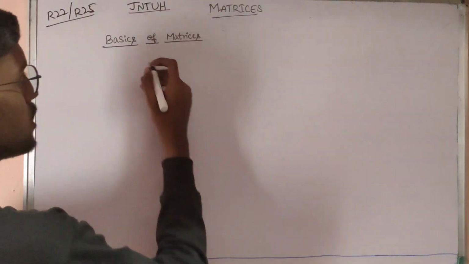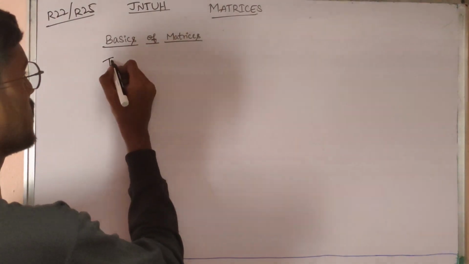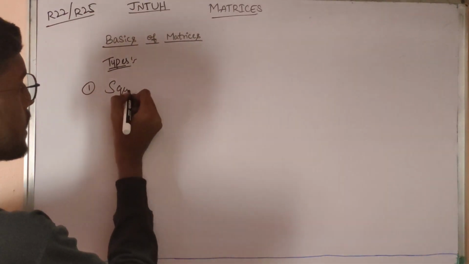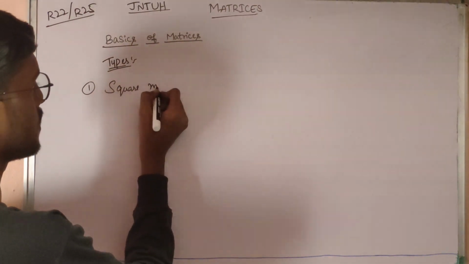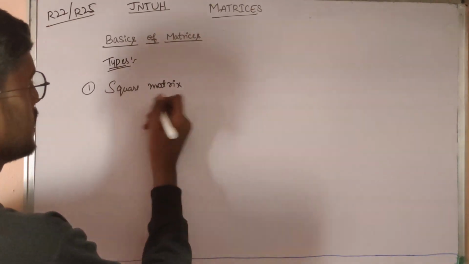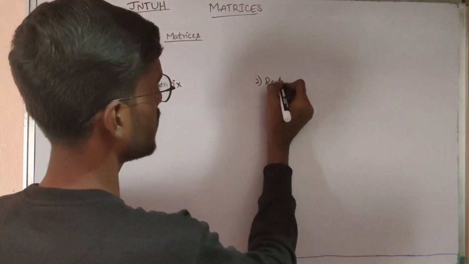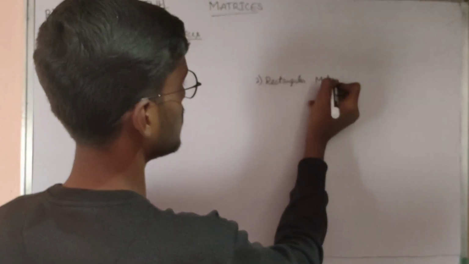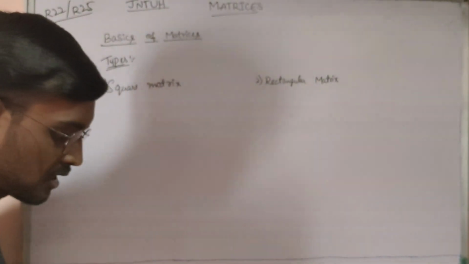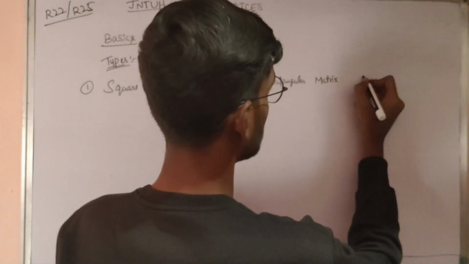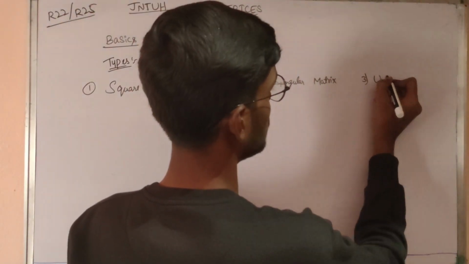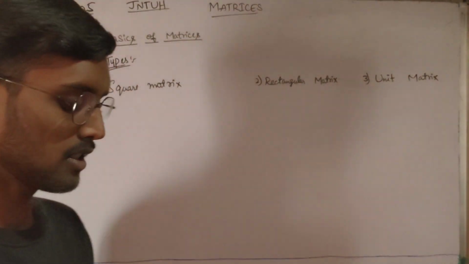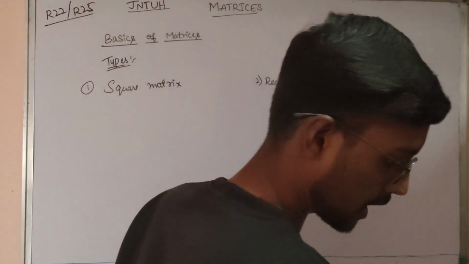Into types of matrices, we know what a matrix is. Now types. In that, first, a very important one is the square matrix. The second one is the rectangular matrix. And the third one is the unitary matrix or unit matrix.